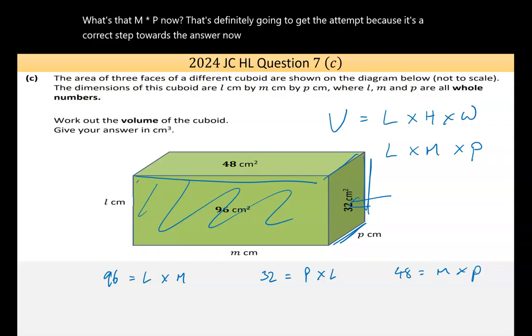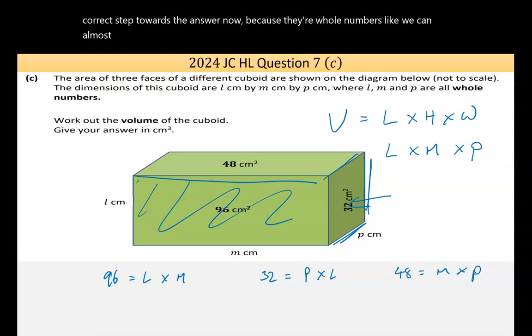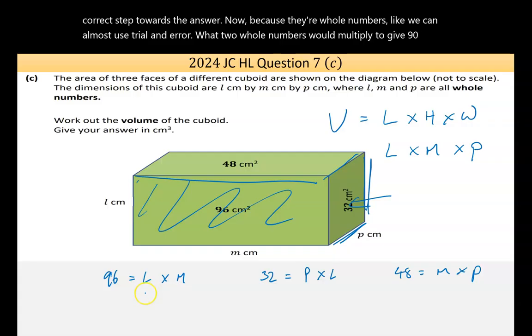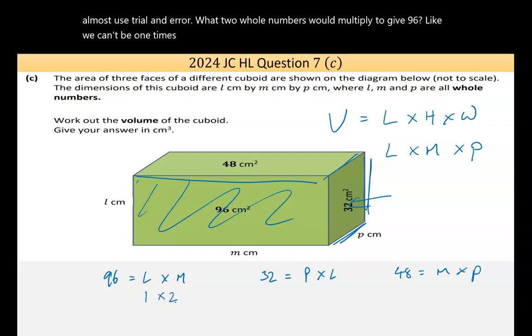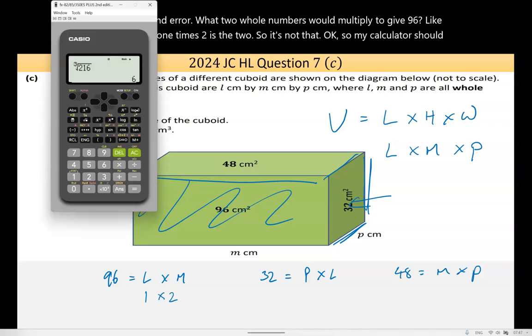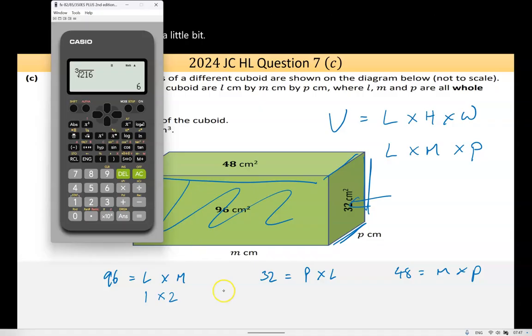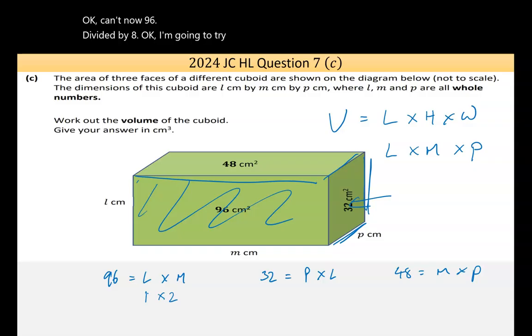Now that's definitely going to get you an attempt mark, because it's a correct step towards the answer. Because they're whole numbers, we can almost use trial and error. What 2 whole numbers would multiply to give 96? It can't be 1 times 2, because that's just 2, so it's not that. Okay, so my calculator should be here. 96 divided by 8.